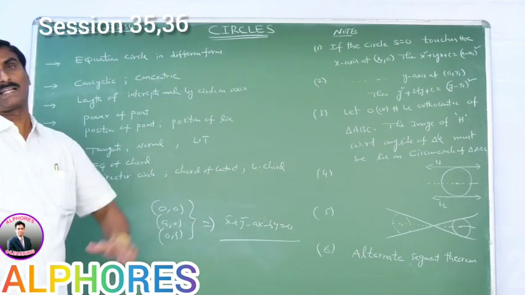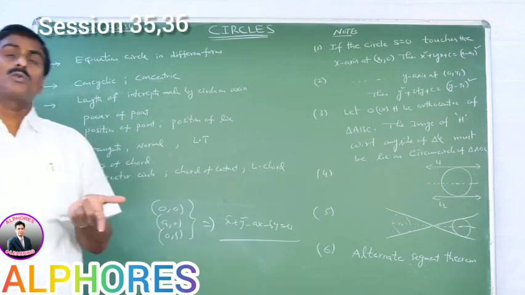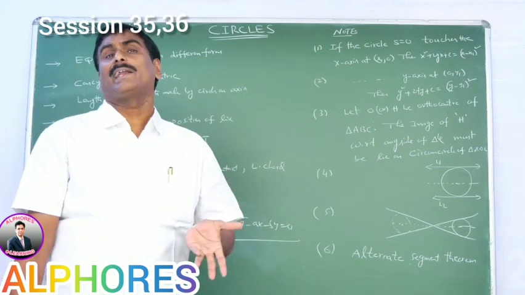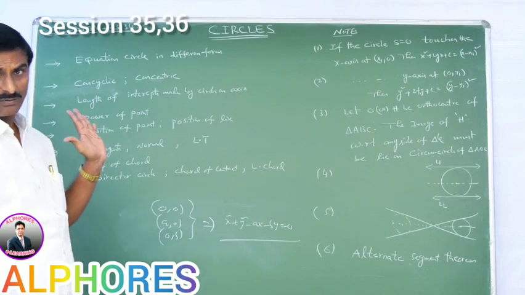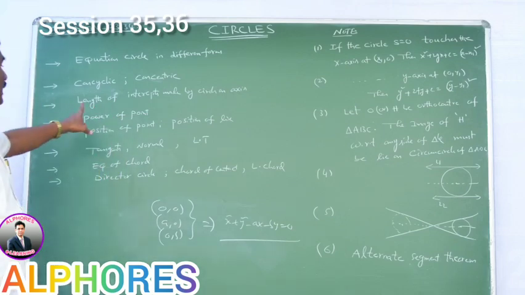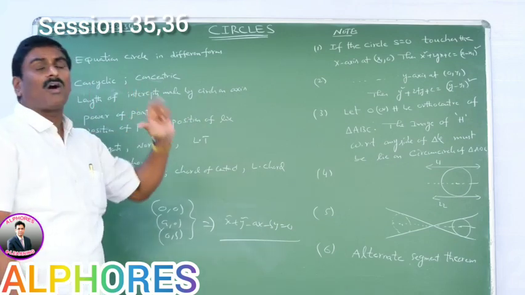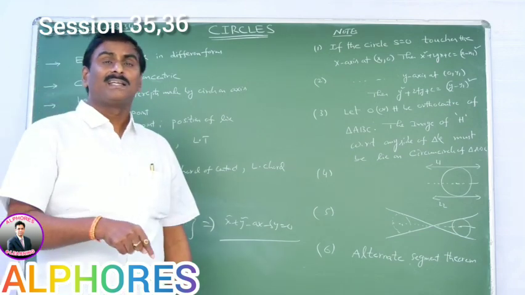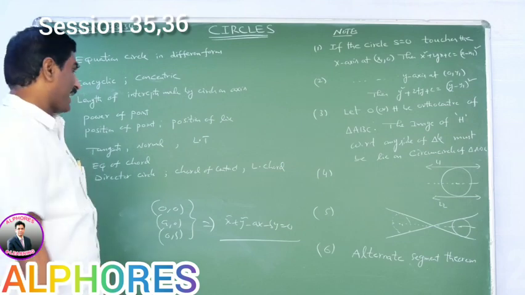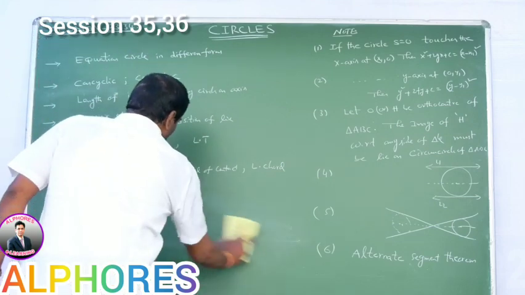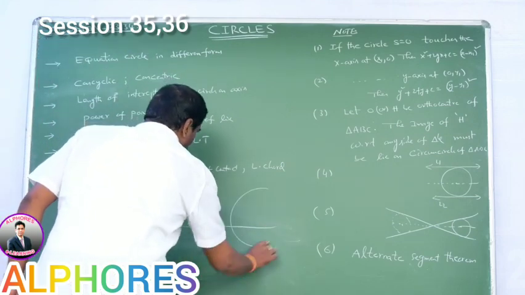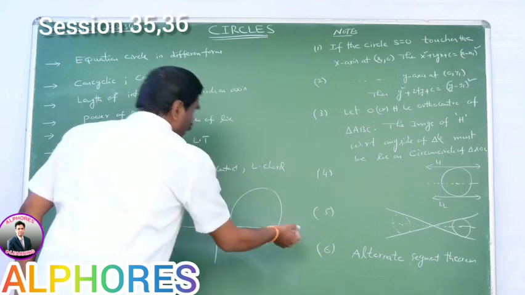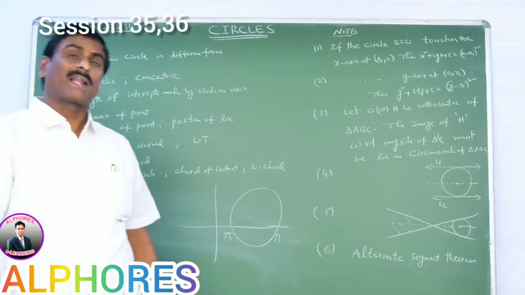Similarly, concentric circles. If 2 or more circles have the same center but different radii, then the circles are said to be concentric. Okay. Next, length of the intercept made by the circle on the axis. If the circle cuts the x-axis at 2 points A and B, then this length AB is said to be the length of the intercept made by the circle on the x-axis.